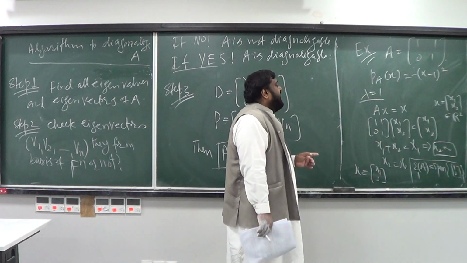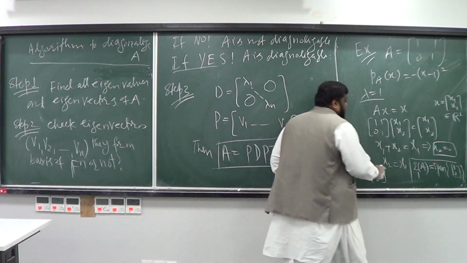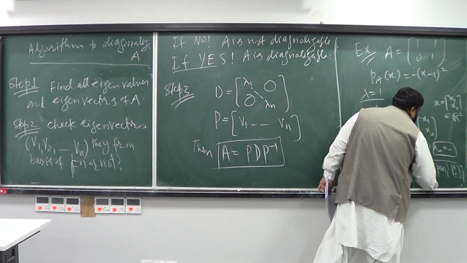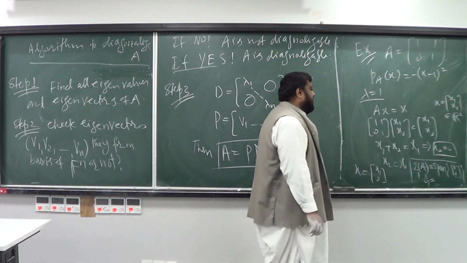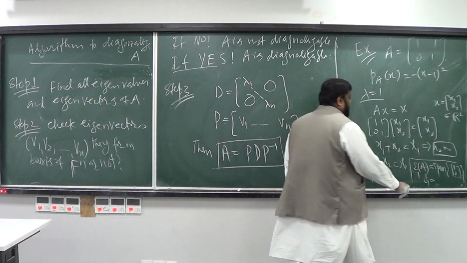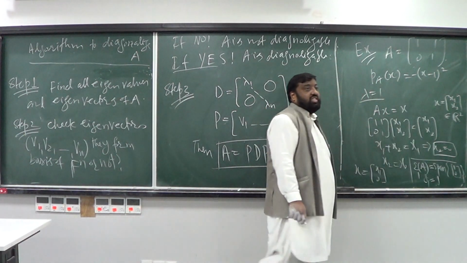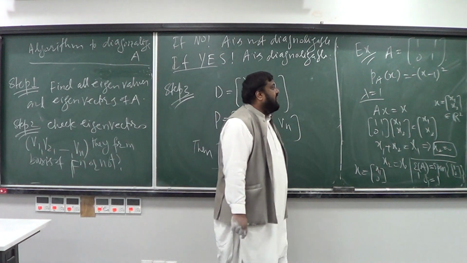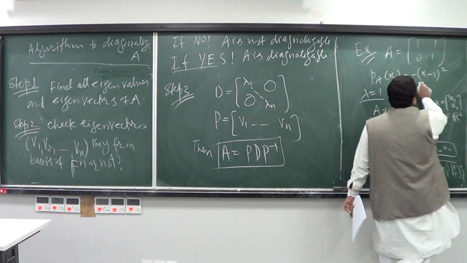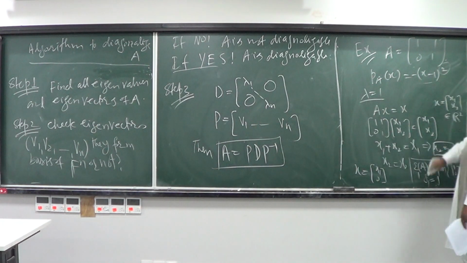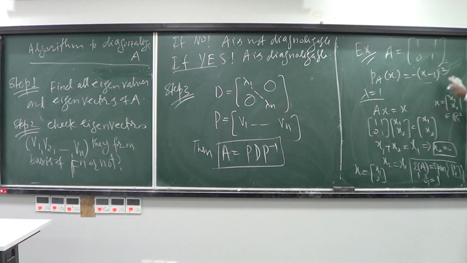You can see it for another reason: if you compute the geometric multiplicity of the eigenvalue lambda, it is equal to 1. What is the algebraic multiplicity of the eigenvalue lambda? It's 2. So the algebraic multiplicity is different from the geometric multiplicity. Hence, this is another reason that this matrix is not diagonalizable.